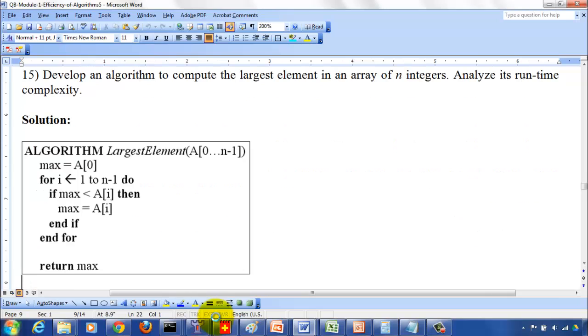Now for the largest element in the array, all we have to do is again pick the first element as the temporary maximum, and then go through the rest of the array and check if we encountered something that is greater than the current maximum. If we encountered something greater than the current maximum, we can set the maximum element to be that particular element.